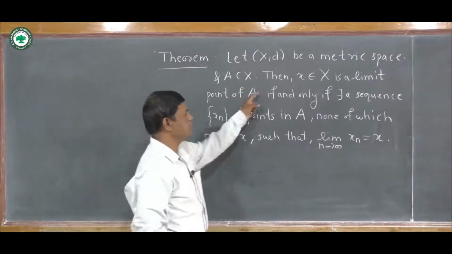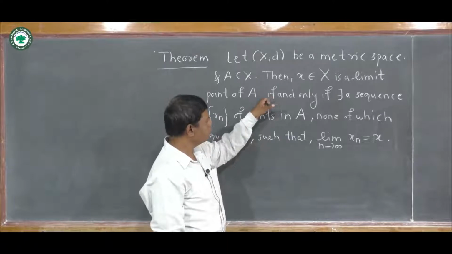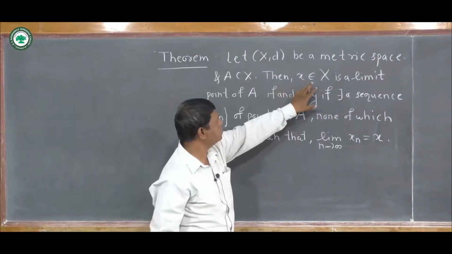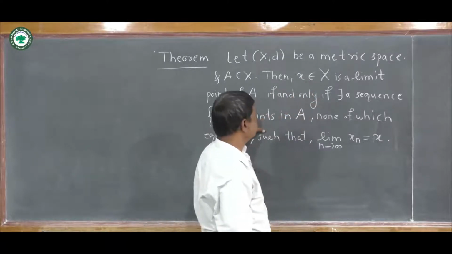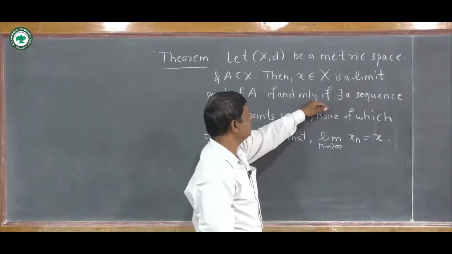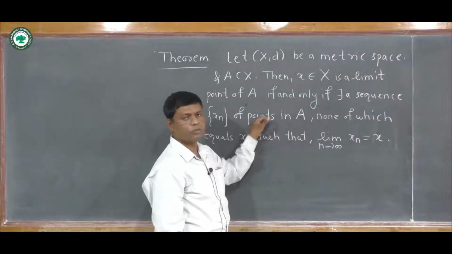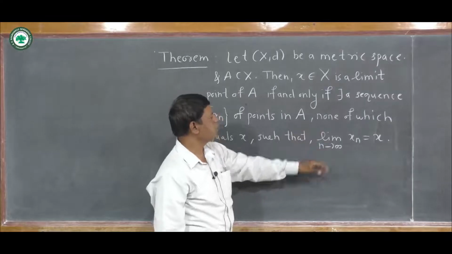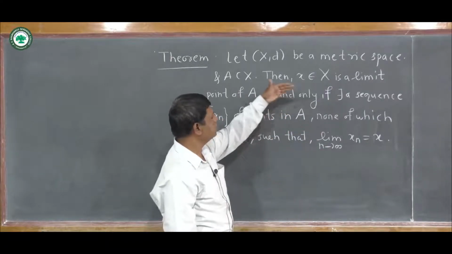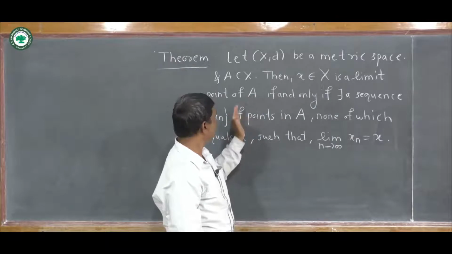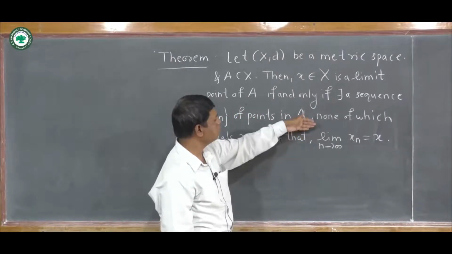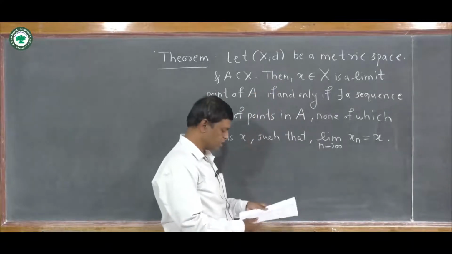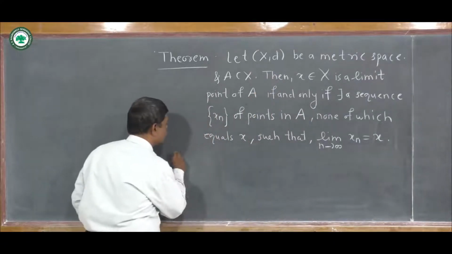Now to prove this theorem, we are going to consider here two parts. In one part we are going to consider when x is limit point of this set A, then we are going to show that there exists a sequence xn of points of A such that xn converges to x here. And in second part, when we have a sequence of points in A which converges to x, then we are going to show that x is limit point of this set here.